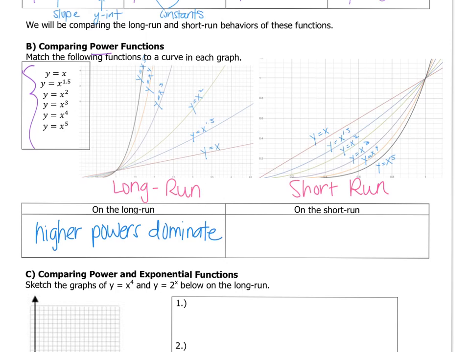Now on the short run over here, we would say that smaller powers dominate. And again, this is only on the short run. This is only looking at basically this little tiny area. It's blown up over here for you. So you can see the lower the power here, the quicker that's growing. The higher the power here, it's going a little bit slower. But then once we run long, those higher powers start to dominate.